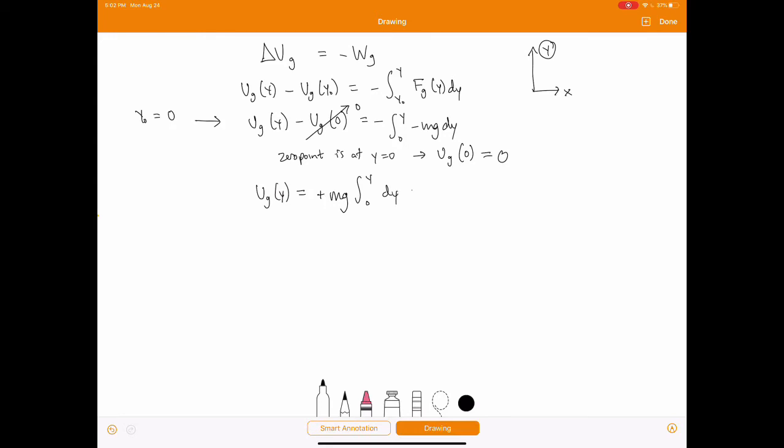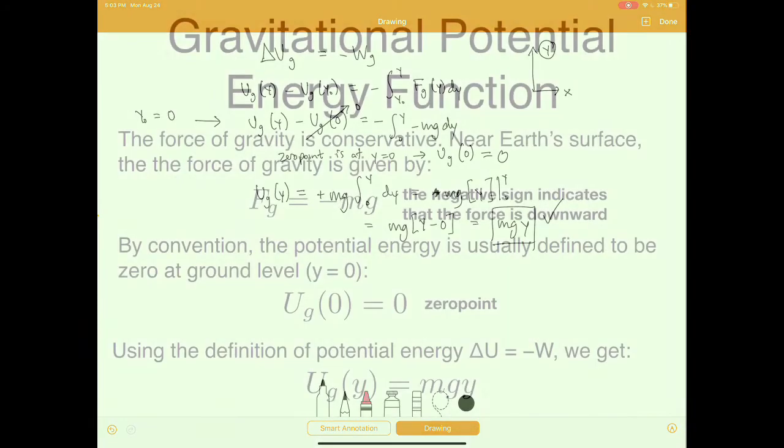Okay, well, we have constant mg out front. If I integrate dy, I get y. And my limits are 0 to y. So I'm going to have mg. Top limit is y, bottom limit is 0, so that's y minus 0. mgy is what we're left with. So gravitational potential energy is given by m times g times y.